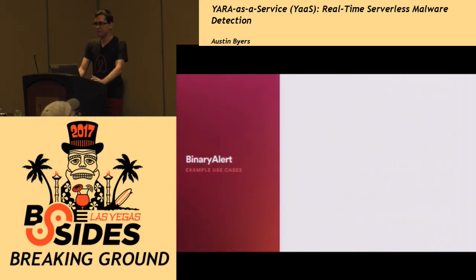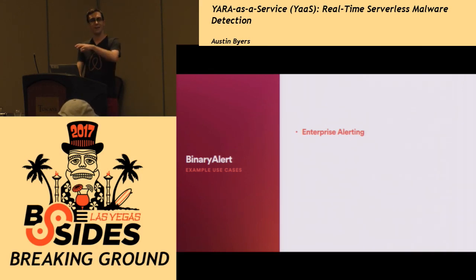So what are the things you could use this for? Binary alert is essentially like arbitrary file analysis. For example, enterprise alerting, where you could imagine taking all of the binaries on all of your infrastructure. It doesn't have to be binaries, it could be any files, documents and whatnot, and uploading all of those to binary alert and getting real-time alerts when any YARA rule triggers.